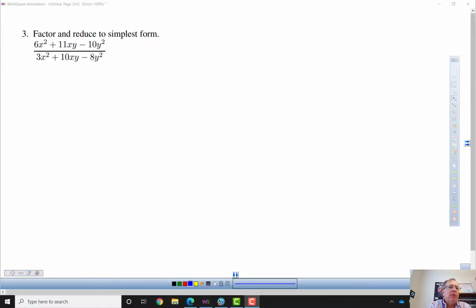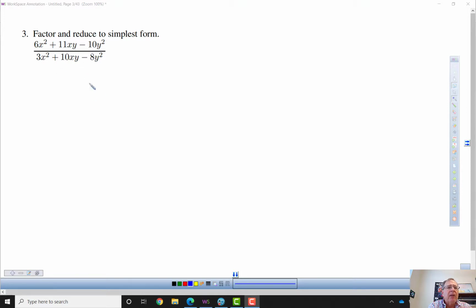Okay, problem number 3 says factor and reduce to simplest form. So I've got a pretty complicated rational expression here, and it's a little bit more complicated than the factoring you're used to because it's got both an x and a y. So the gamesmanship part of this is both of these things are going to be factorable because they told you to factor. And because it said reduce, there's going to be a factor between numerator and denominator that cancels out to 1.